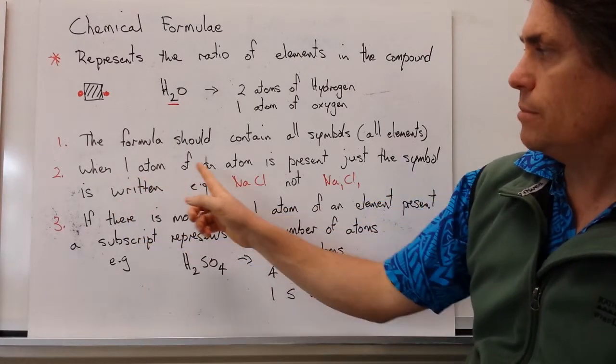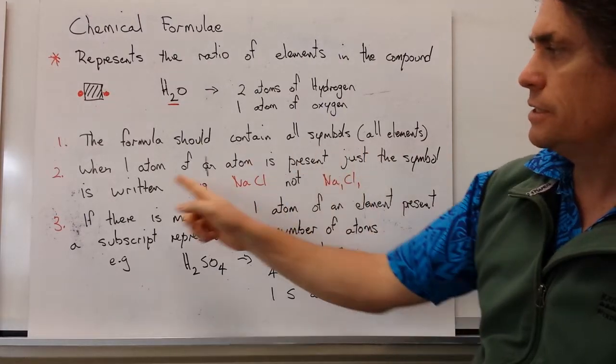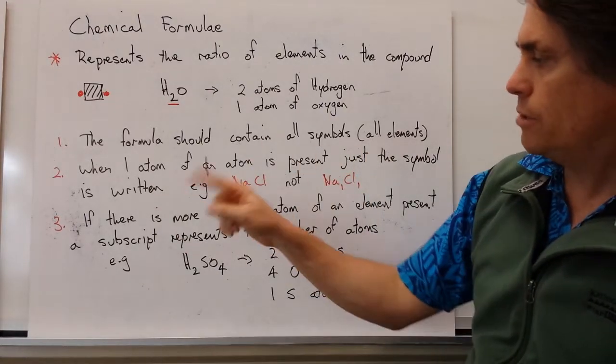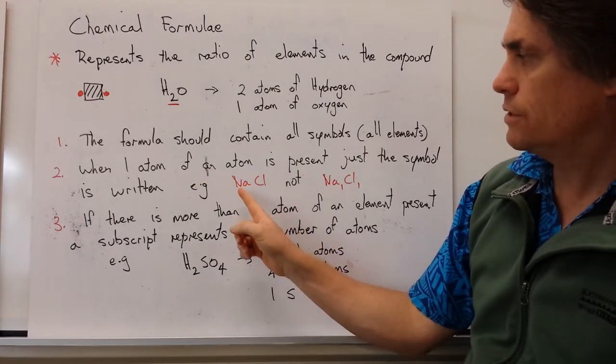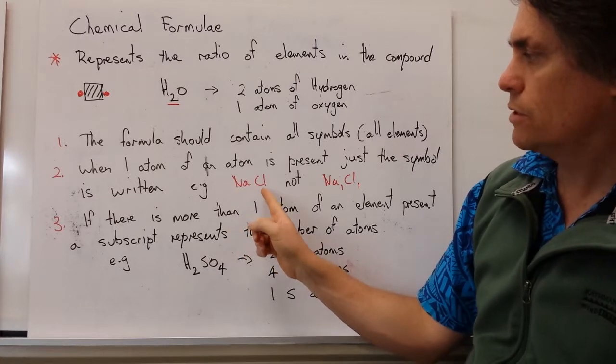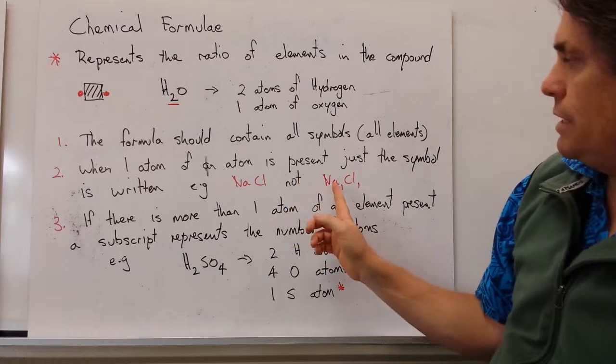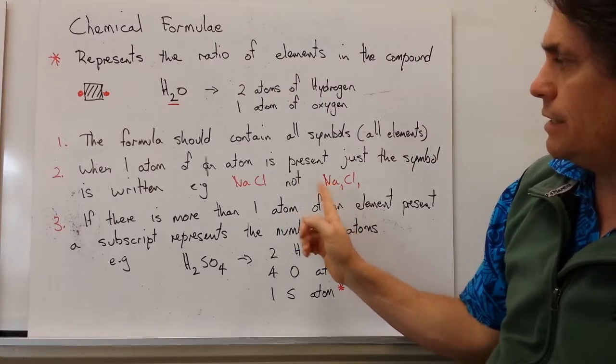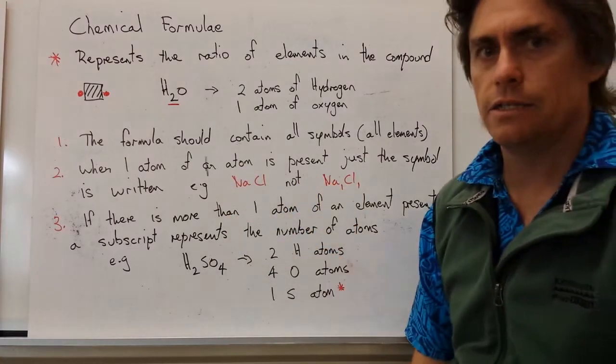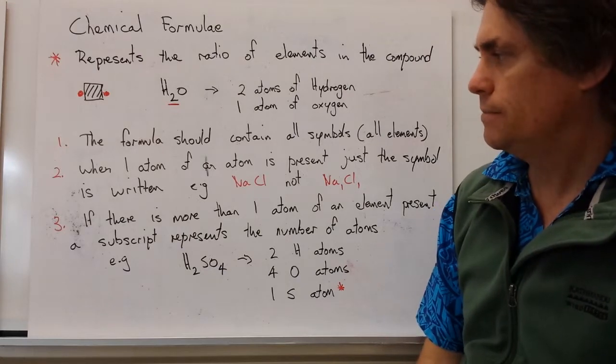Secondly, when one atom of an element is present, just the symbol is written. So if we go back to our previous example, we had sodium chloride, sodium and chlorine, it's one atom of each element, so we don't need to write that there's a 1 there. Instead, the symbol is enough to tell us we've got one atom only.